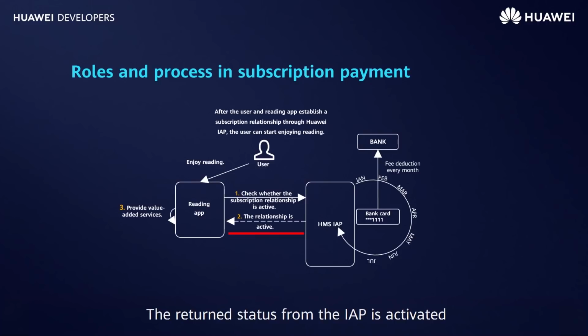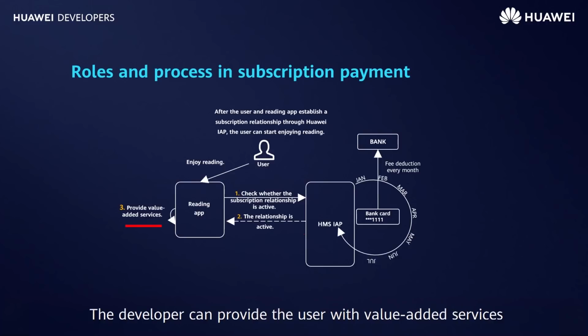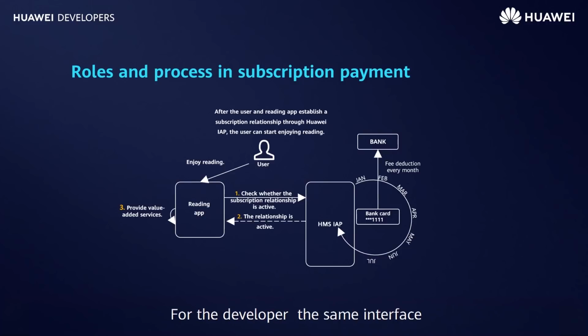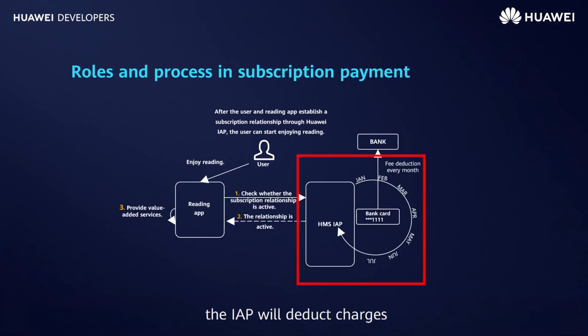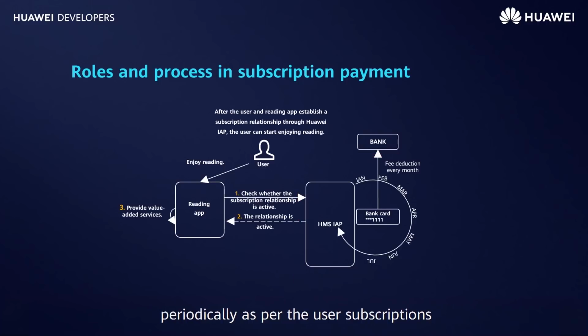The returned status from the IAP server is activated. The developer can provide the user with value-added services. For the developer, the same interface is used for subscription purchase, but the parameters for the product type are different. After purchase succeeds, the IAP server will deduct the charges periodically as per the user subscriptions.